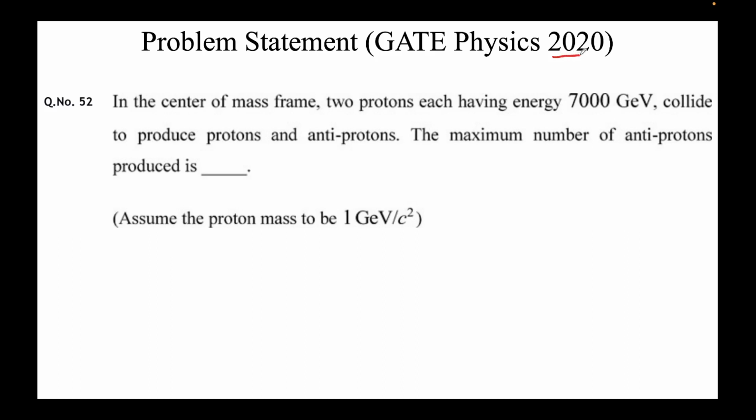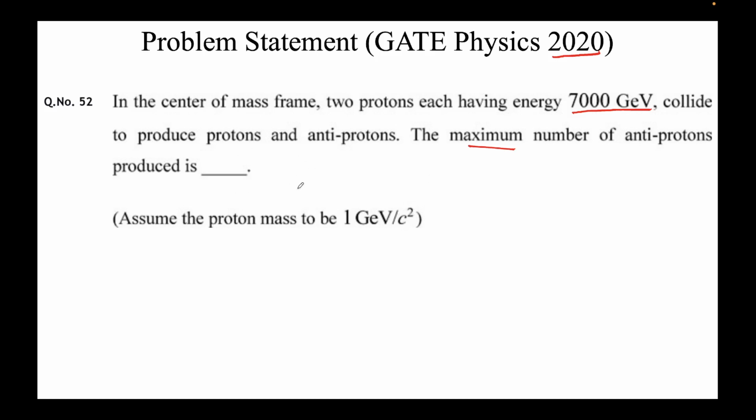Problem statement from GATE Physics 2020 reads as follows. In the center of mass frame, two protons, each having 7000 GeV, collide to produce protons and antiprotons. The maximum number of antiprotons produced is. Assume the proton mass to be 1 GeV/c², where c is the speed of light.